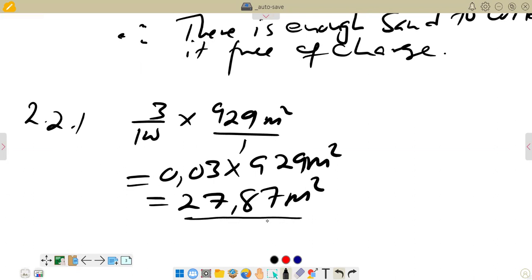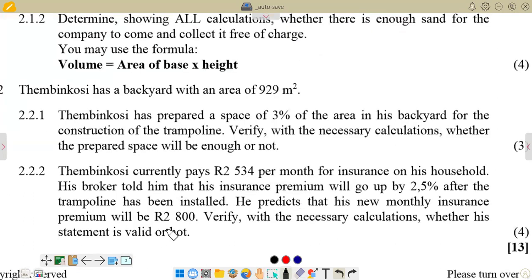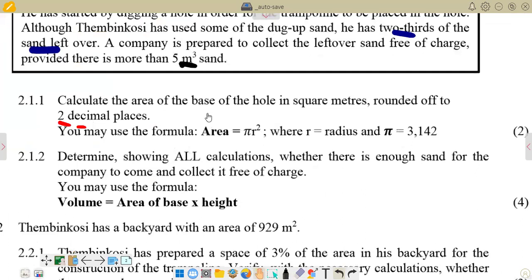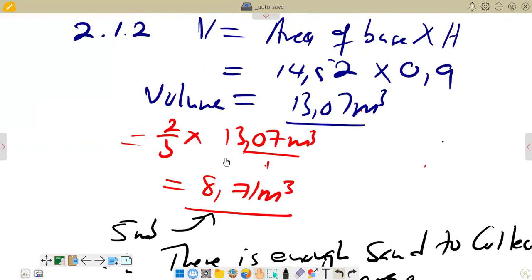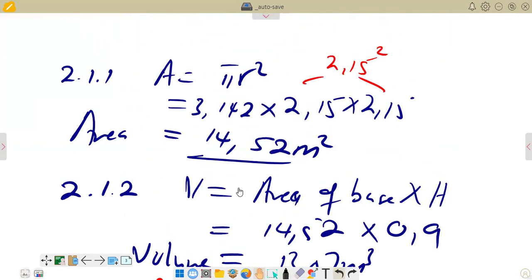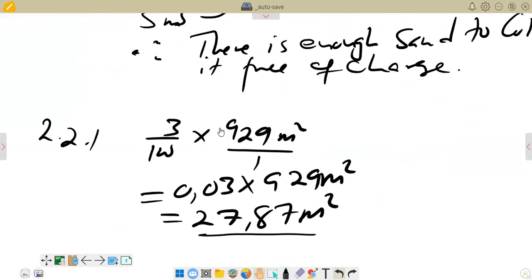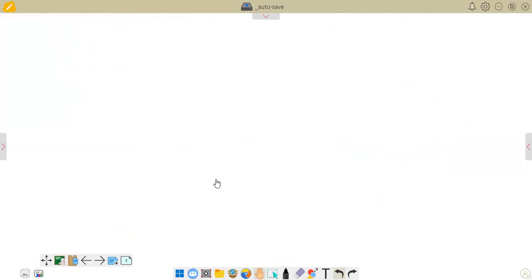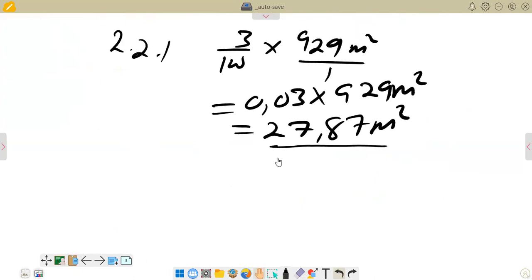So we can go back to the question to find out what the question is actually saying. The question is saying verify with the necessary calculations whether the prepared space will be enough. So remember the area that we have is 14.52 square meters that we got at the beginning of the question. If you come here, on the first part when you calculate the area, that is on 2.1.1, here we got it as 14.52 square meters. So this is the one that we are going to compare it to see if we have got enough area there.